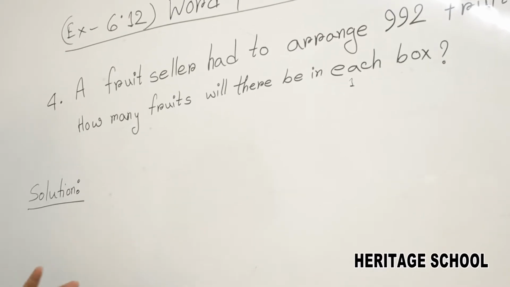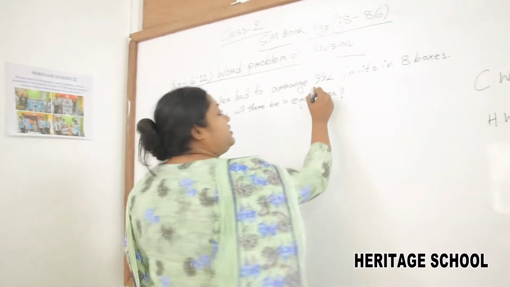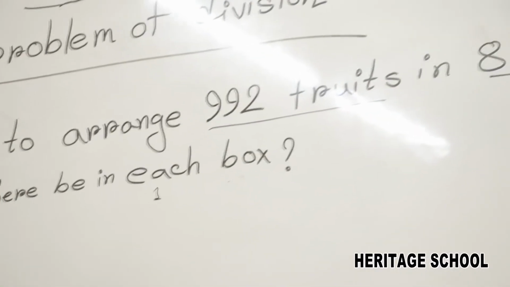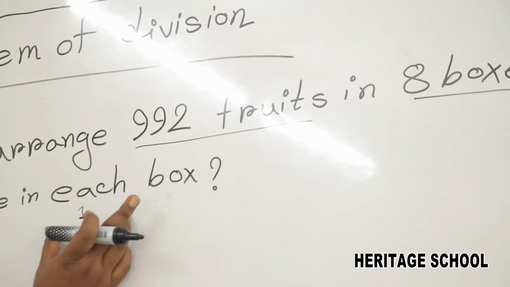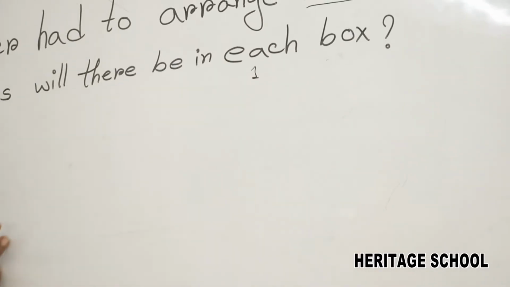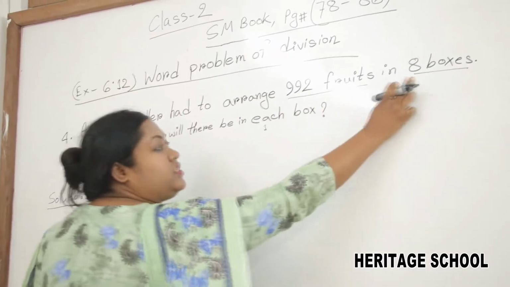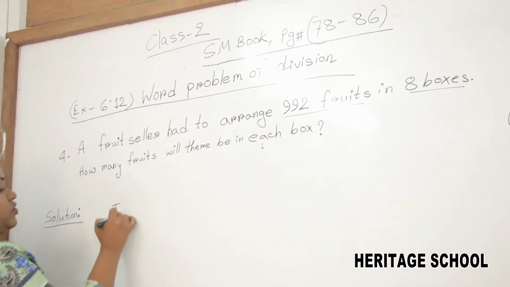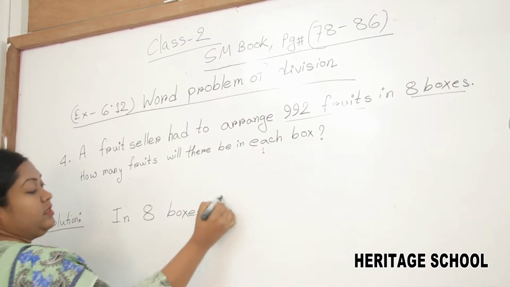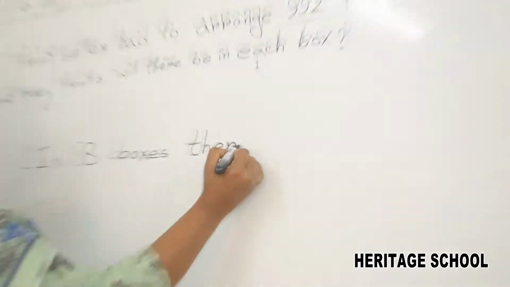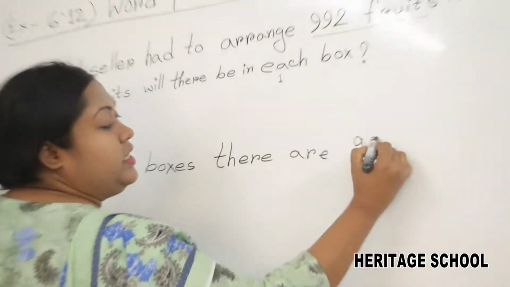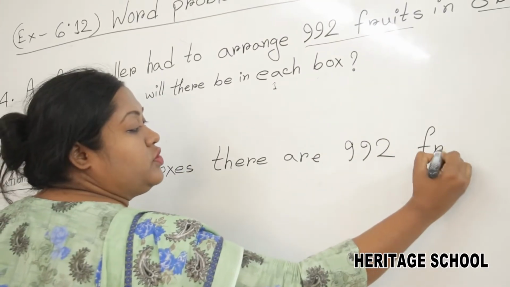Total 992 fruits are where? 992 fruits are in 8 boxes. How to arrange for this word problem? They are asking for the fruits. So fruits will be on the right side and boxes we will write on the left side. How many boxes total? Total is 8 boxes. So we will write 8 boxes, there are fruits. How many fruits? 992 fruits.